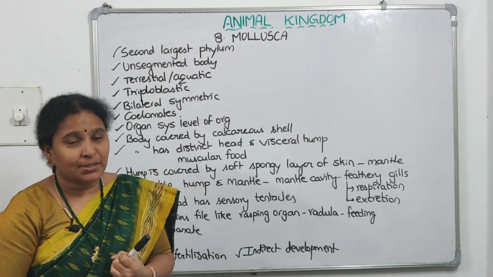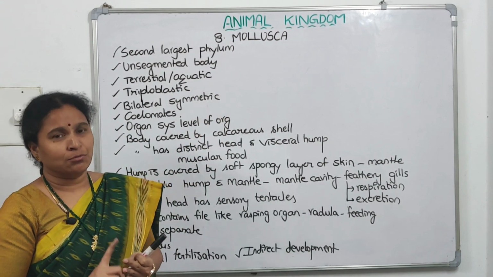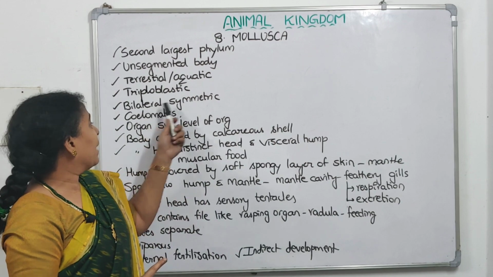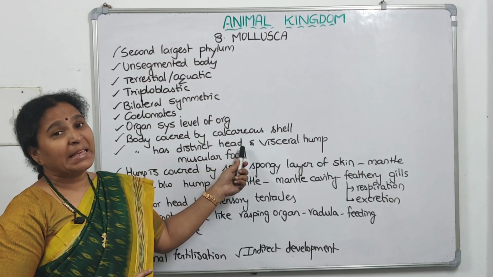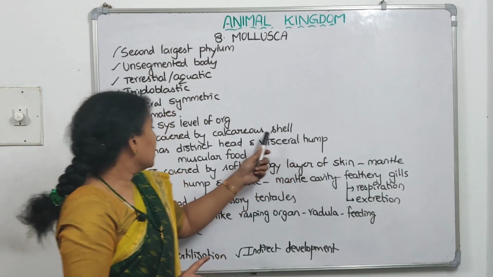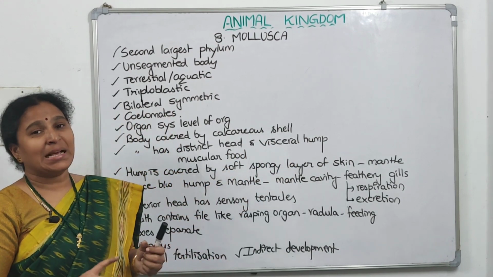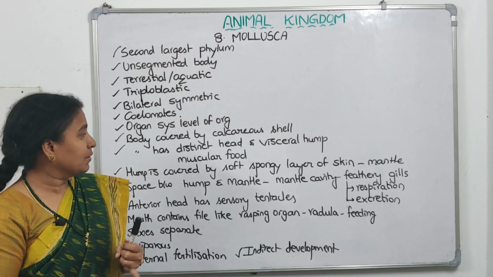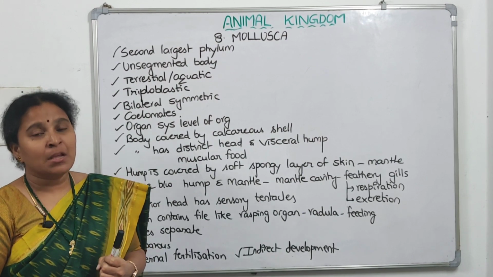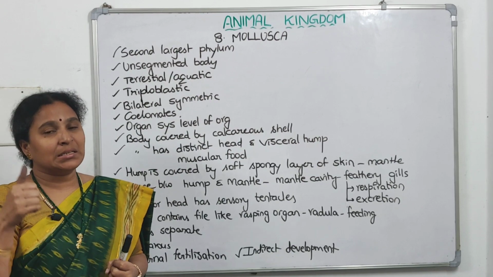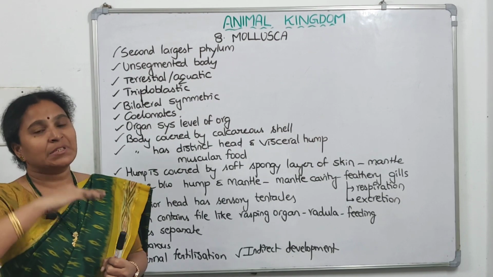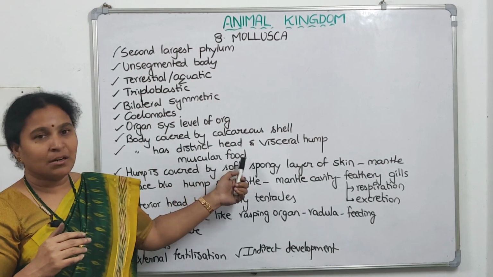Organ system level of organization, triploblastic, true coelomates, and bilateral symmetry. These are common points. The body is covered by a calcareous shell. Now the body has 3 parts. It has a distinct head, visceral hump, and a muscular foot.